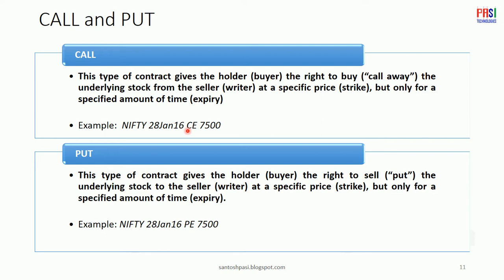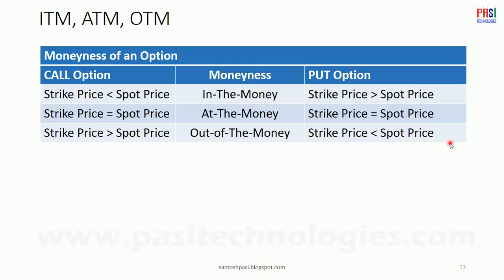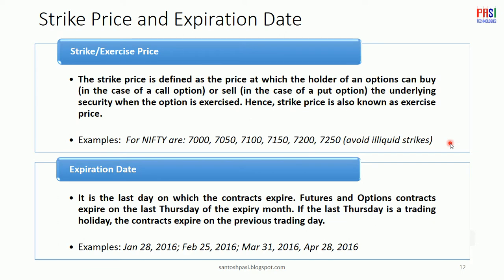Now let's move to the next topic, and that's strike price and the expiry date. Now, as you have seen in the option chain page, at the center we have the strike price. Example like 7,000, 7,100, 7,200, 7,250, and so on. So that's the strike price at which we agreed to get the right.